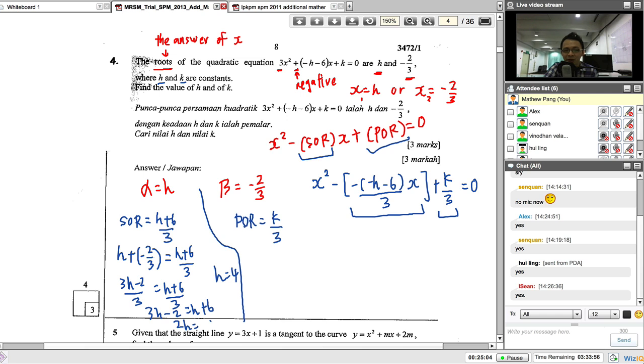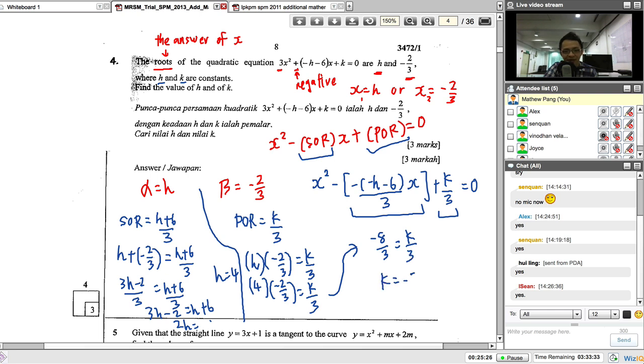So product of root means what? Both roots are multiplied, so multiplying them we will get k over 3. Product means multiply, right? h is 4, so 4 multiplied by negative 2 over 3 equals k over 3. Just borrow the space here. So negative 8 over 3 gives me k over 3. So my k is just negative 8. Simple. Alright, so far so good?